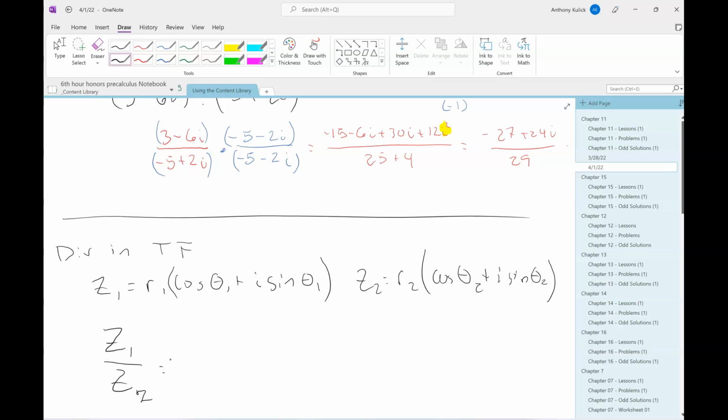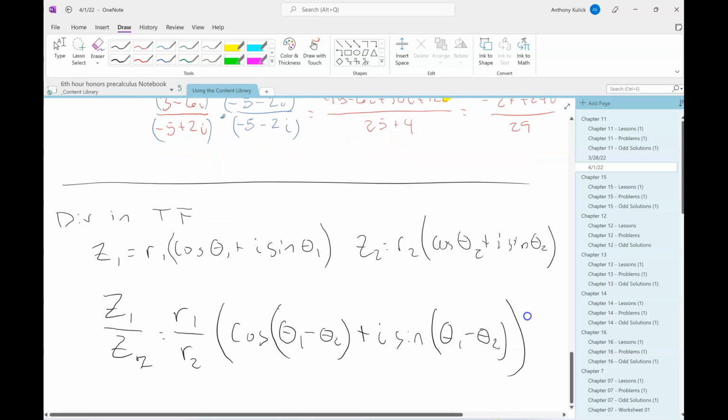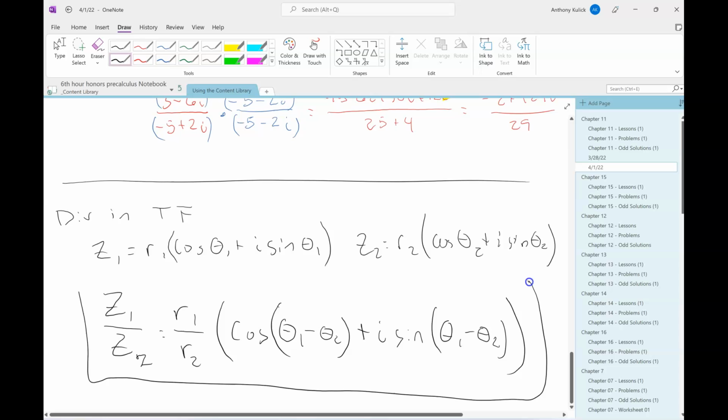Use what you know about the multiplication formula. Yeah, that's exactly the formula. Isn't that wonderful when it just works out by common sense that that's what you'd get?